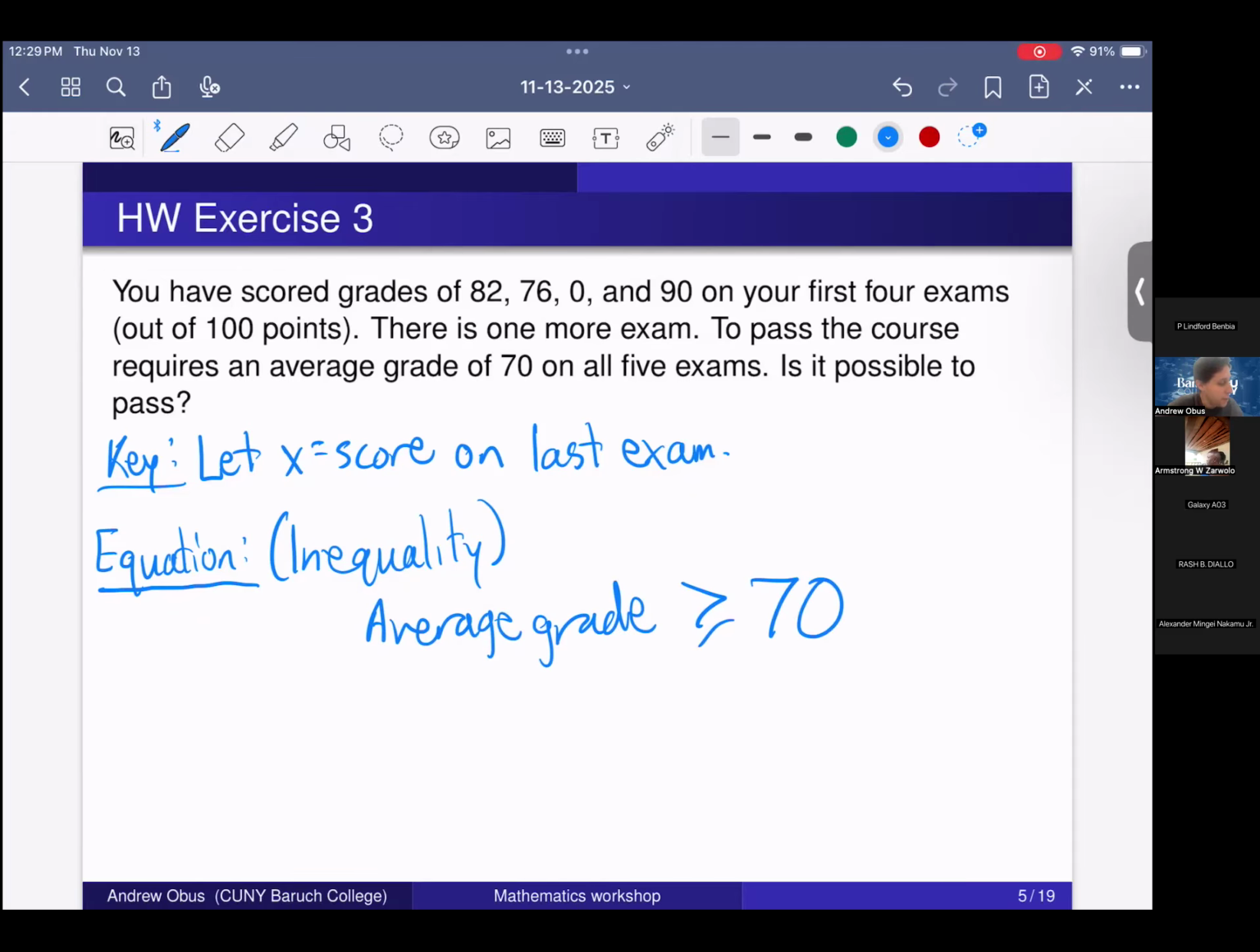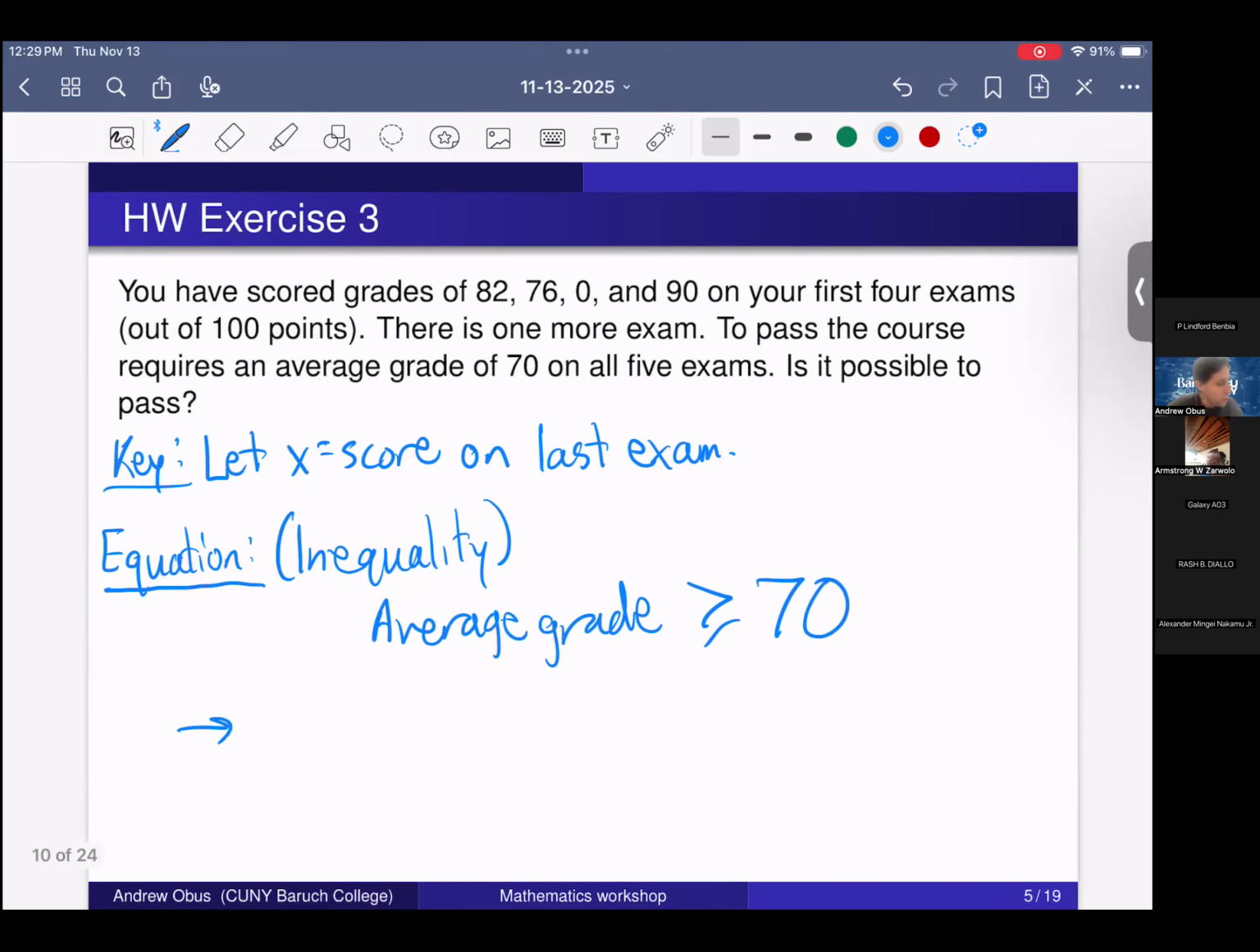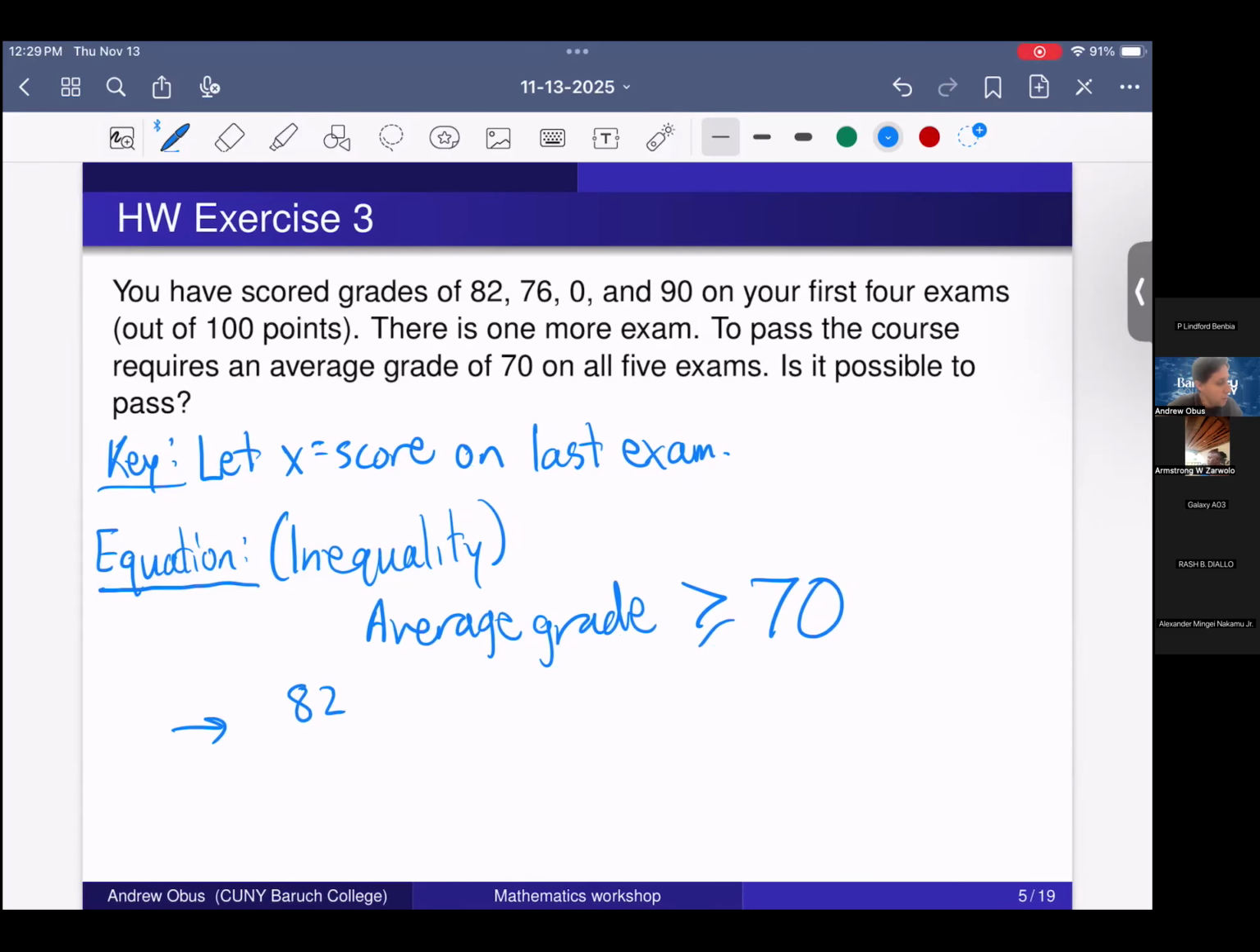So what is the average grade? Well, we have scores of 82 plus 76 plus 0 plus 90 plus, well, there's a score on the last exam, right? That's X. And to take the average, we have to sum all of these up and divide by 5. And we want this to be greater than or equal to 70.